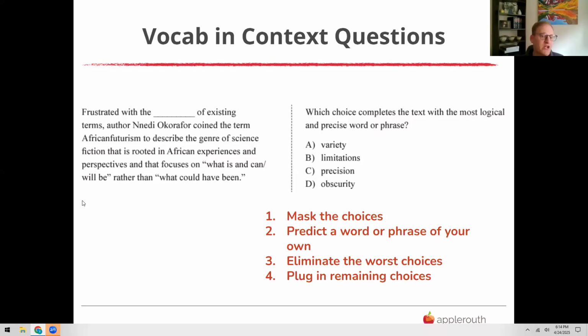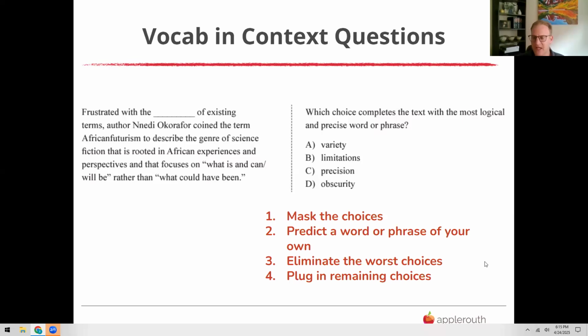Here, the way that would work: frustrated with the blank of existing terms, so I know it's something negative. This author coined the term African futurism to describe the genre of science fiction that is rooted in African experiences and perspectives, and that focuses on what is and can or will be rather than what could have been. So he's frustrated with something. That means I need a negative word, which means it is not A and it is not C. Then I'd look at limitations versus obscurity, just to see which one works. Obscurity means kind of strange or not very common, or not easy to find. I don't think that works as well as limitations of existing terms, because of that, this person coined a new term.